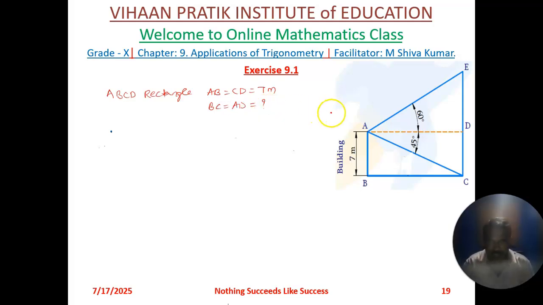Now consider triangle ABC, but we don't know the angle C. We know angle A. Angle A equals 45 degrees, the angle of elevation, but we don't know angle C. Now how can we find out angle C?